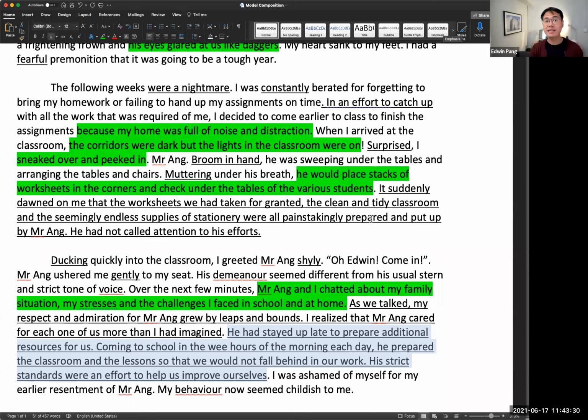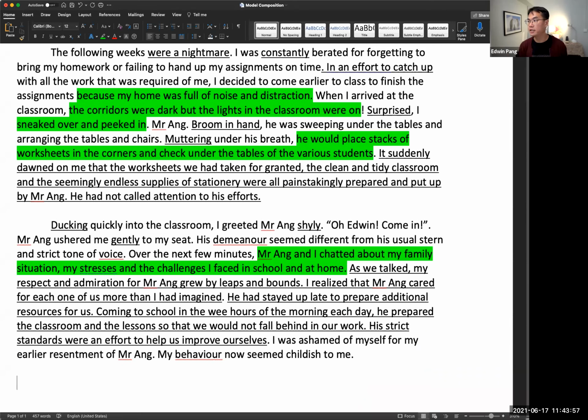Then, as a result of this admiration, right, I become aware that my earlier conduct, my earlier behavior, my earlier thoughts were not correct. Then I feel ashamed, okay? And that my behavior now seems childish to me. So this actually is kind of like my internal thoughts, okay? It's kind of like I'm telling the reader, right, what I think about myself now that the teacher is revealed for who he is, okay? Then I end my paragraph. I can end my story already because I've already met the target.